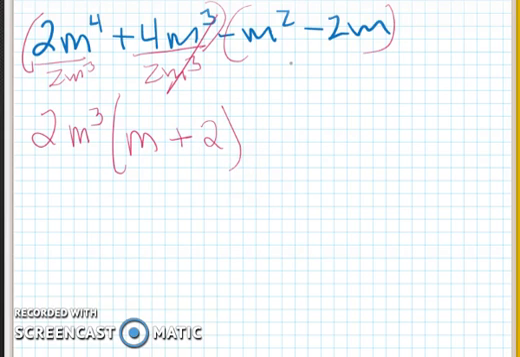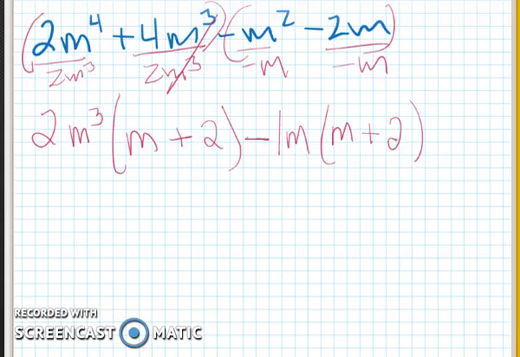So when I pull out of here, I want m plus 2. Notice they're both negatives. So I should probably pull out a negative 1. And it looks like I can also pull out an m. So I'm going to divide by negative m on both of these. That's going to make that a positive m. And this is going to make that a positive 2 left over.